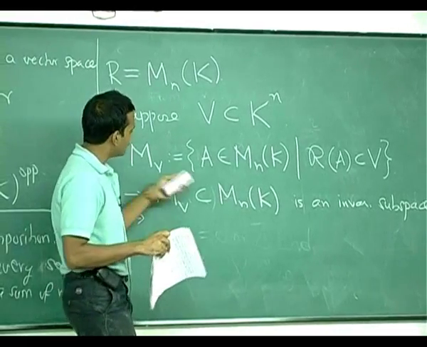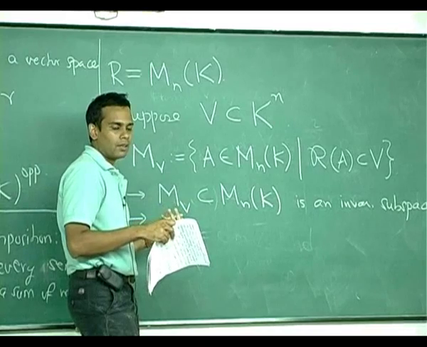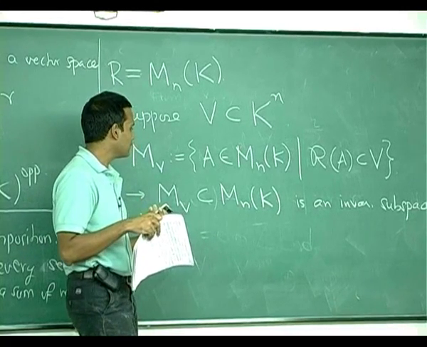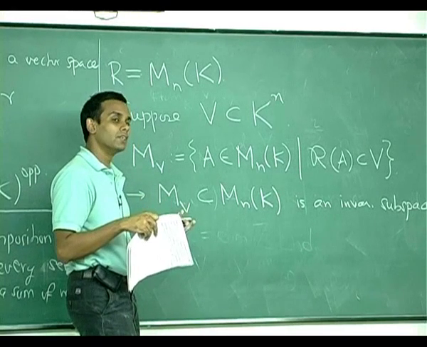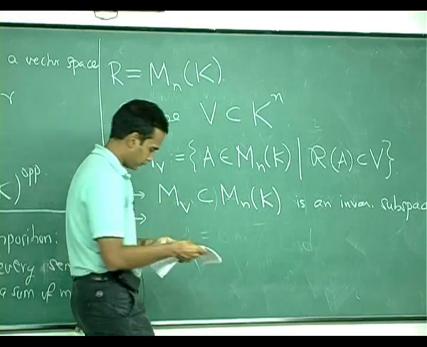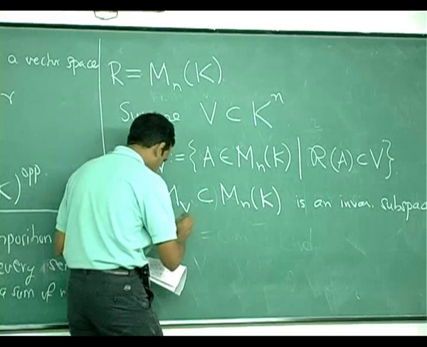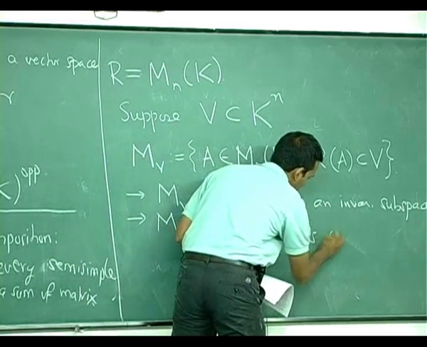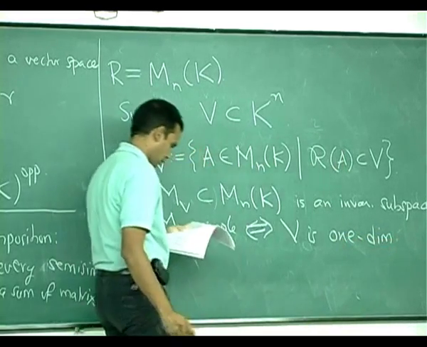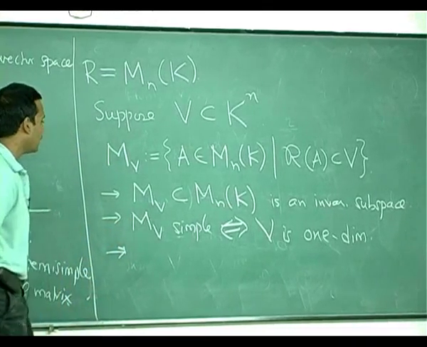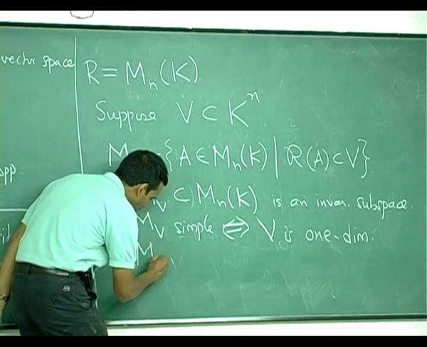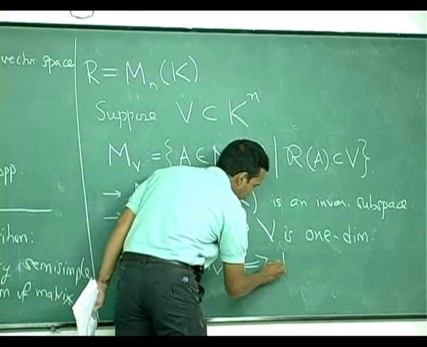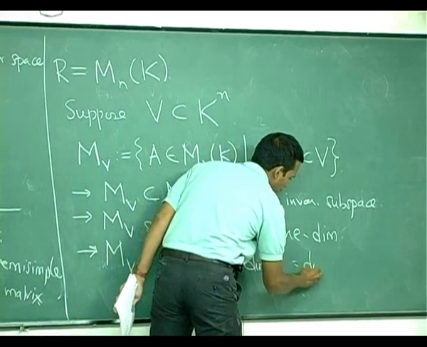Now, when is M_V simple? If you have a subspace W of V, then M_W will be an invariant subspace of M_V. So certainly if M_V is simple, then V has to be one-dimensional. The converse is also true: if V is one-dimensional, then M_V is simple. These will be exercises for you, they're on the homework. And dimension is the only invariant of the isomorphism class of M_V. So M_V is isomorphic to M_V' if and only if the dimension of V is equal to the dimension of V'.